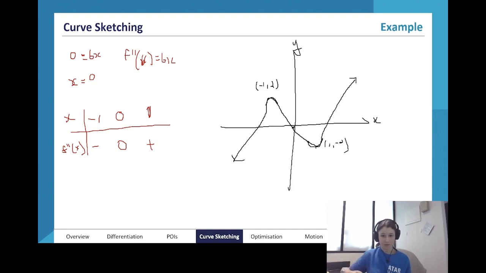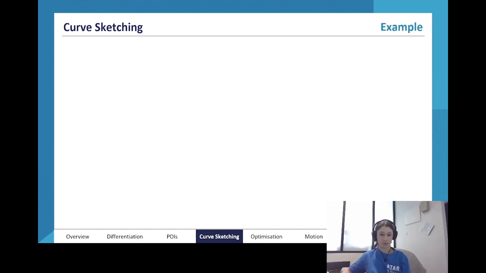The one more thing that you need to do is probably find the intercepts, which you should know how to do. But other than that, that is basically the basics of curve sketching for polynomials.